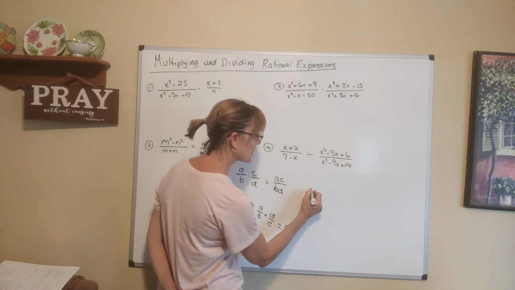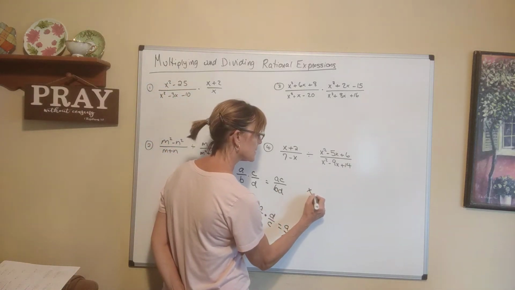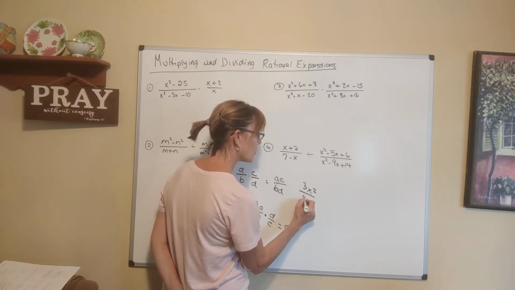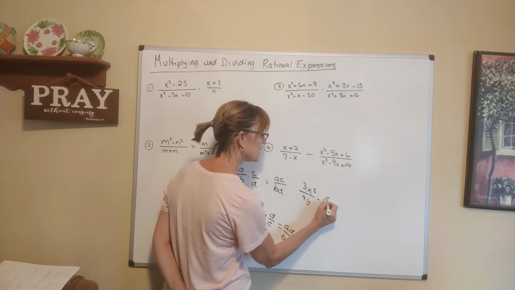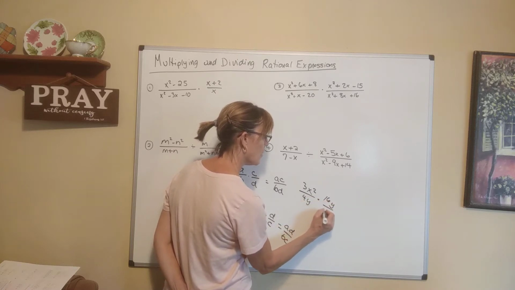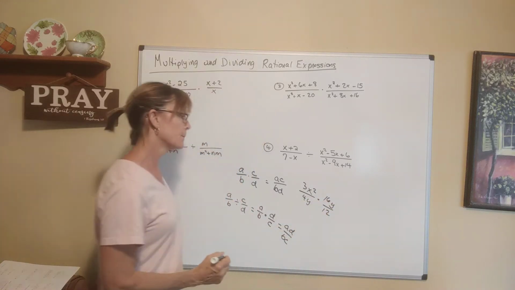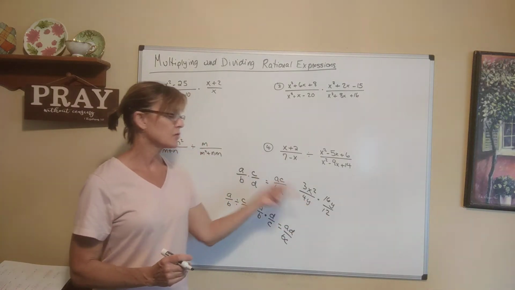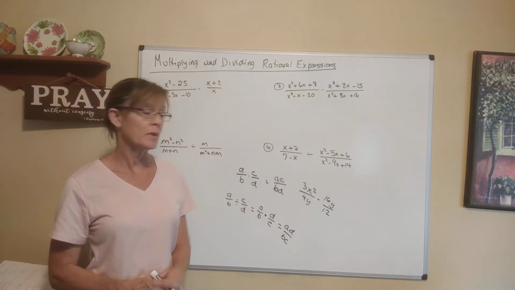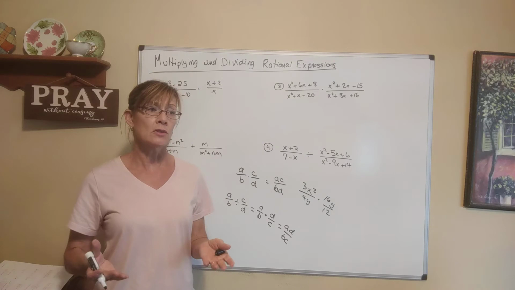For instance, if we were going to multiply 3x squared over 4y times 16y over 12, let's see. Instead of just multiplying straight across, I'm going to cancel as I go because these are all being multiplied. I'm allowed to do that.